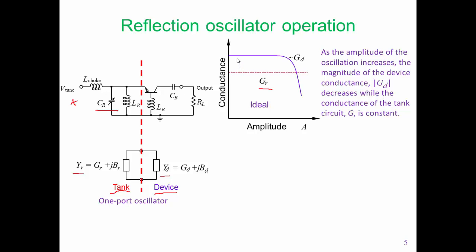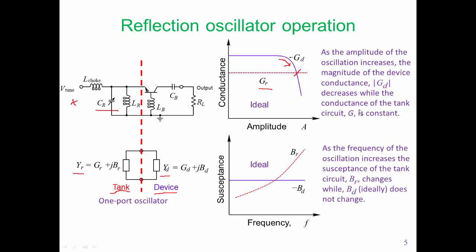Oscillation will begin when the magnitude of GD, the conductance of our active device, is larger than GR. Now GD is negative. As our oscillation amplitude A increases, the magnitude of GD will eventually decrease, and the amplitude of oscillation will be determined when these two cross. As the amplitude of the oscillation increases, the magnitude of the device conductance decreases, while the conductance of the tank circuit GR is constant.